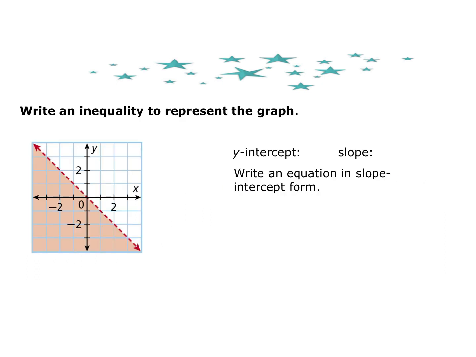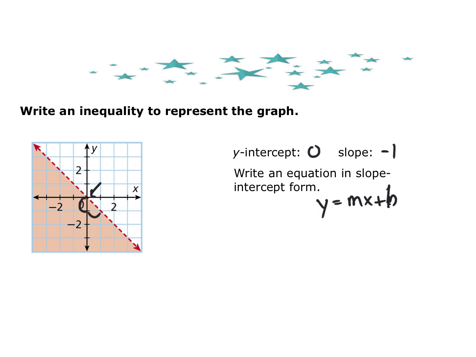Here, they want us to write an inequality that represents this graph. Now, the first thing you want to look for when you're writing the inequalities yourselves is the y-intercept and the slope. Looking at this line, our y-intercept is right here at 0, so I'm just going to write 0. And the slope is going to be down 1 to the right. So we're going to have a slope of negative 1. We write an equation the same way we usually would, so it's going to be y equals mx plus b. But instead of the equal sign, we're going to write an inequality.